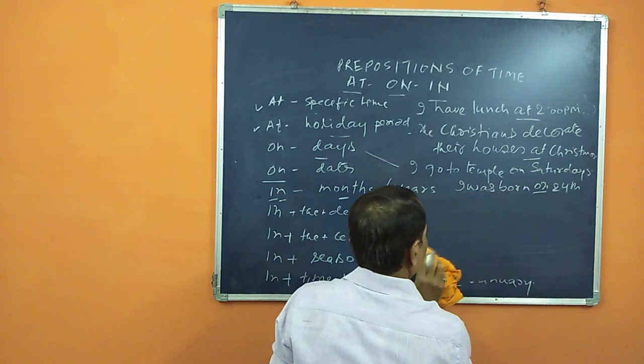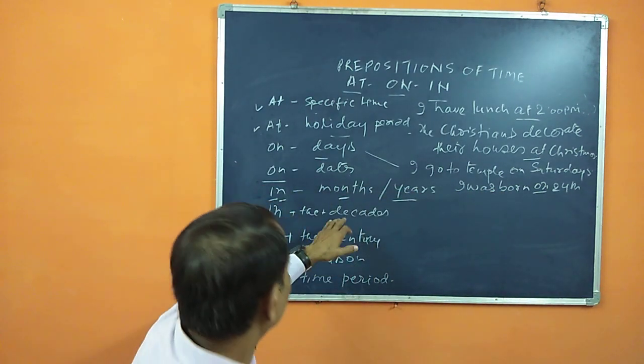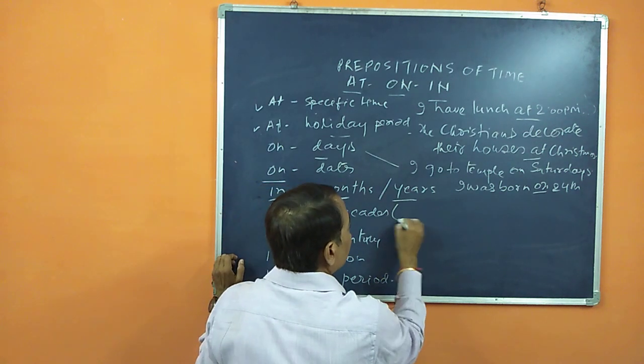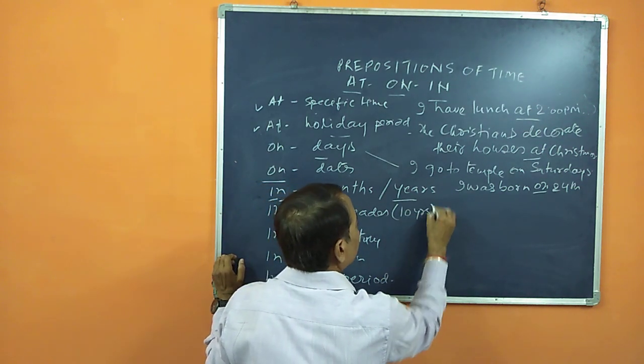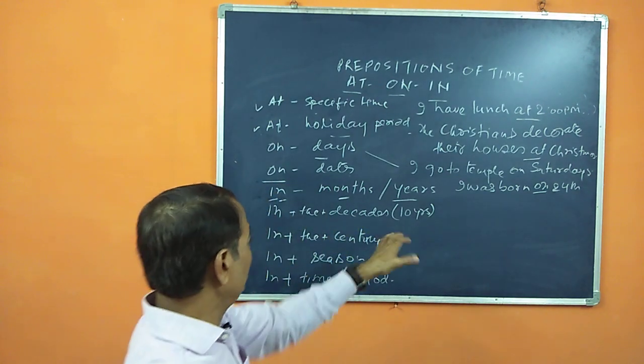Now 3 more are there. Decades. A decade is of 10 years. A decade is of 10 years. So when you are talking of decades, actually you are talking about 10 years.